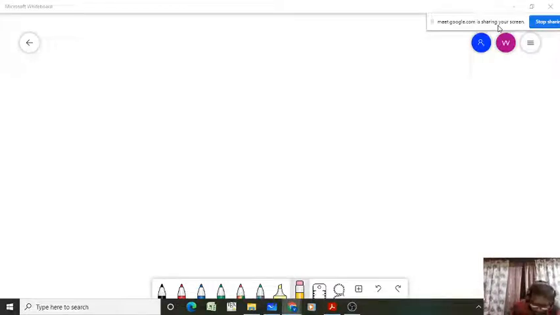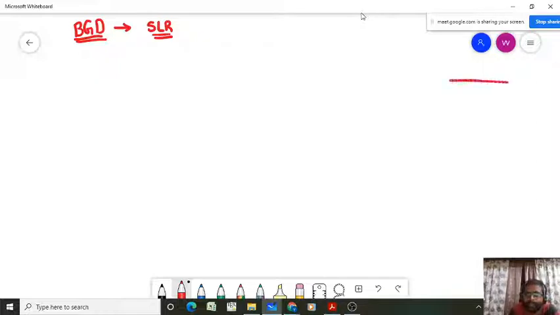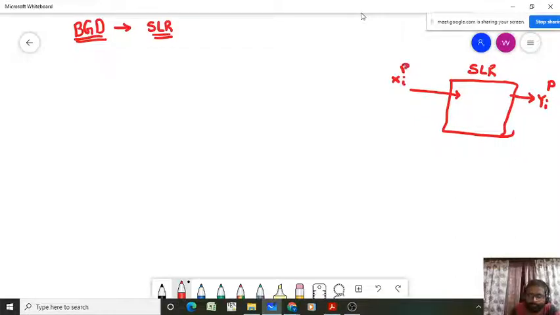Fine. So now we will discuss how the batch gradient descent optimization technique or optimizer will help to train the simple linear regression model. Yesterday we discussed this simple linear regression model, which will predict some output y based on the input using the two model parameters m and c. So y_i^p equals m times x_i plus c. This is the simple linear regression model.